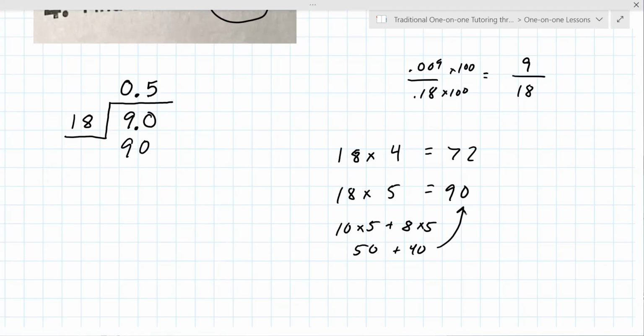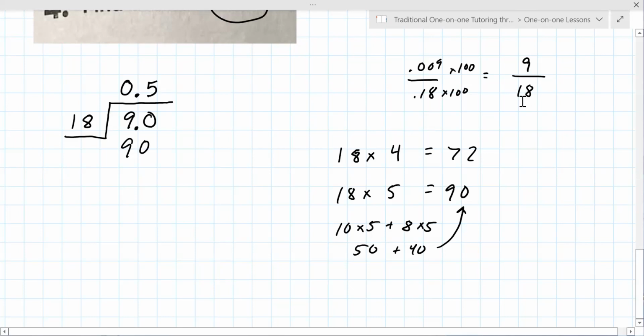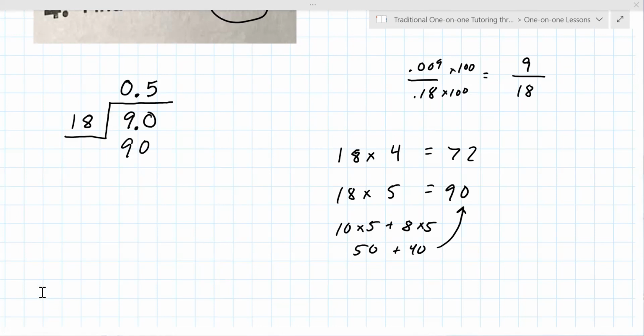Now, the reason I said maybe you already know the answer is because 9 is exactly half of 18. Half is 0.5, but you're still supposed to do it the way we've been doing it here. Okay, so let's take a look at example 5.